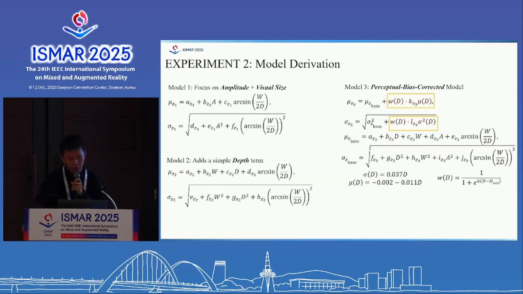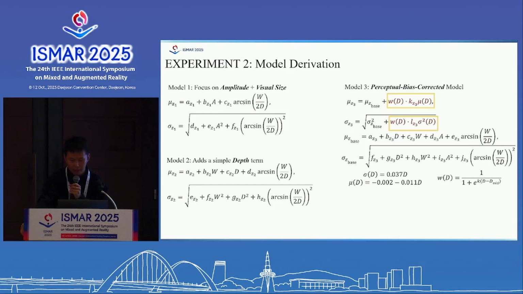So our final goal was to build a model to predict those behaviors. We compared 3 models. The first 2 were baselines, adapted from work by Yu et al. and Huang et al. However, neither could fully explain the large perceptual errors we observed. This led to our model 3, the perception-based correction model.